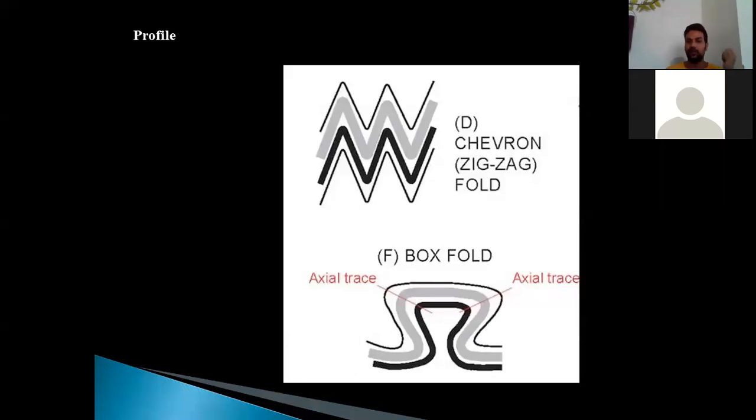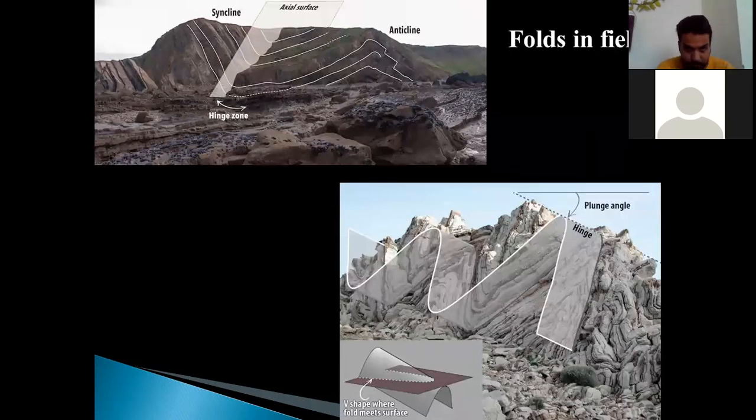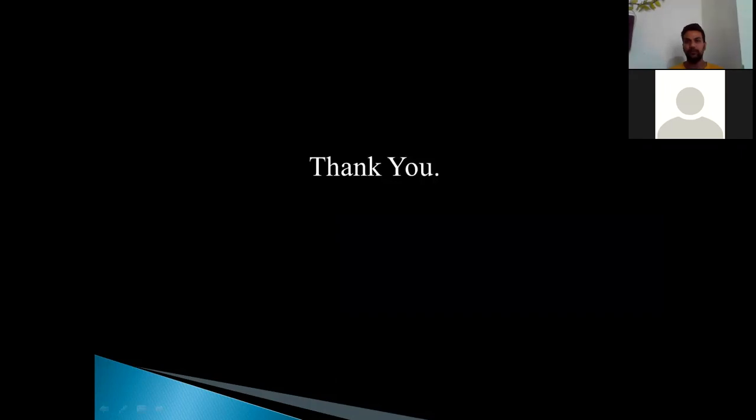Profile: chevron and box folds are well-known examples on the basis of profile. Then we have seen the mode of occurrence, where we have seen anticlinorium and synclinorium. And some other examples are also there, like similar fold, asymmetric fold, non-similar fold, etc. There are miscellaneous classifications, but the discussion was done on the major types of classifications. And then we have seen a beautiful animated example in the field, where you can see how, with the help of animation, the folds in the field are explained. So this was all about the classification of the fold. Thank you very much for your patience in listening. Thank you.